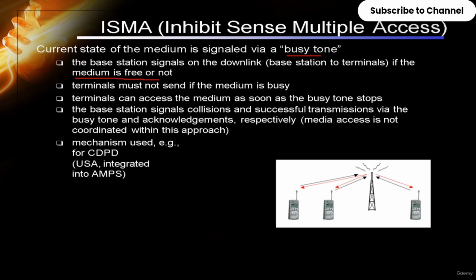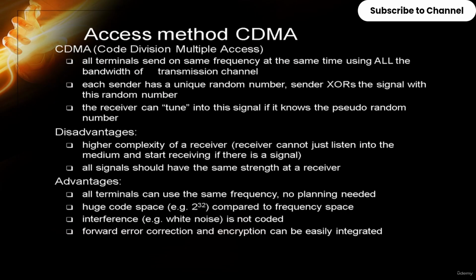They won't send any reply to the base station. A terminal can access the medium as soon as the busy tone stops. If it is over, then it can communicate. If the medium is busy, it cannot communicate, right? This is the mechanism used in inhibit sense multiple access. Here it uses a busy tone to communicate between the base station and the terminals.